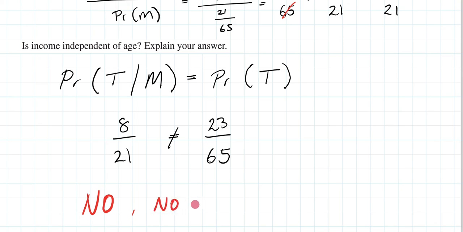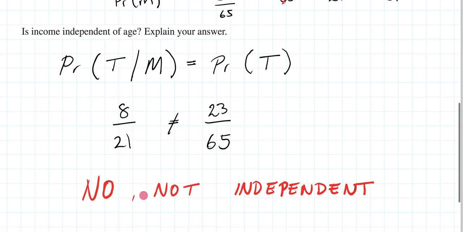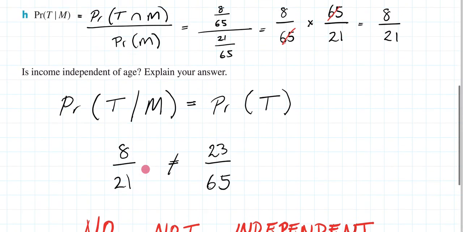Not independent. Takes forever to write the word independent. And in the back of the book, it just says no. Is income independent of age? Explain your answer. So you should provide a bit of an explanation here. And this constitutes the beginning of an explanation. You could go a bit deeper and write a few more words if you thought that was necessary.